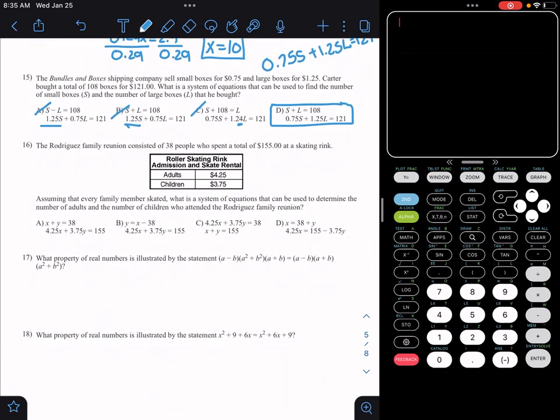Let's look at 16. The Rodriguez family reunion consists of 38 people who spent a total of that much money, and there was adults and children. So I need x plus y to equal 38. Which the only one I see there is A. Let's continue making sure that A makes sense. It's saying that adults and children equals 155. That sounds good to me.